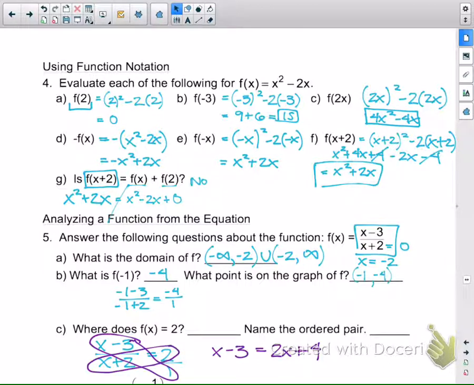Okay. So if I solve that, I'm going to move the x to the right, and I'm going to move the 4 to the left. That's going to tell me x is equal to what? -7. So what's the ordered pair in this one then? What would go first? -7 would go first, followed by 2.